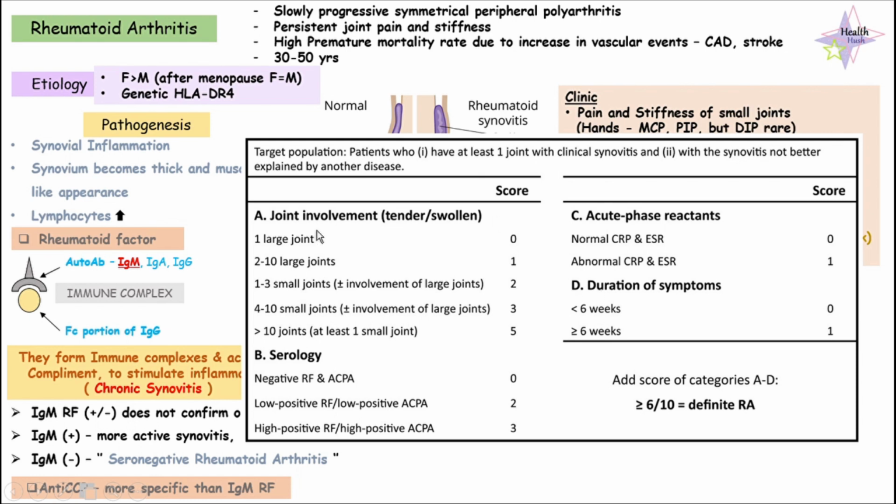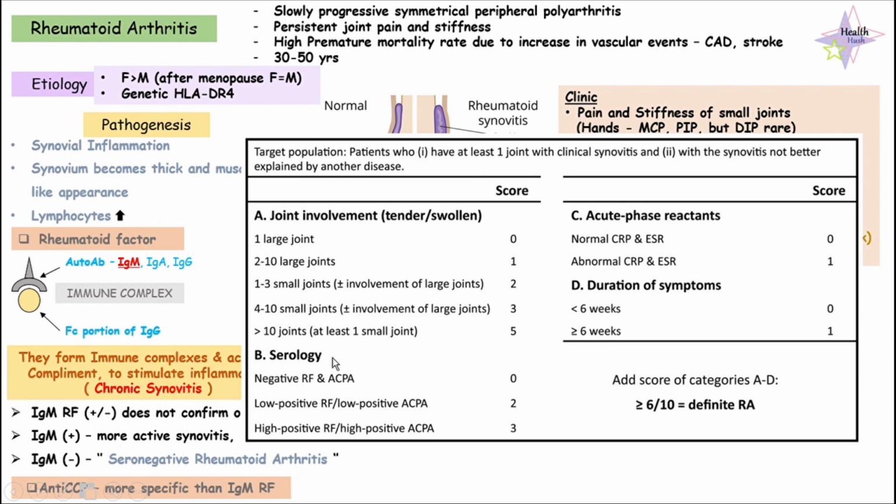So if you see the joint involvement, if just one large joint is affected, then the score is 0. And if 2 to 10 large joints are affected, we give 1 point. And if 1 to 3 small joints are affected with or without large joints, we give 2. And if 4 to 10 small joints are affected with or without large joints, 3 points. And if more than 10 joints are affected with at least one small joint, we give 5 points.